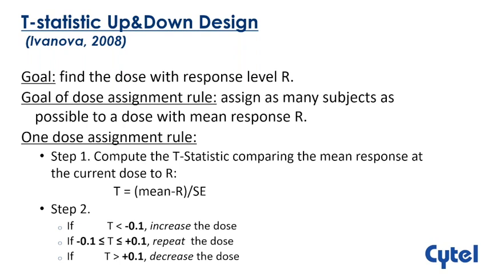If the T-statistic is negative, that means that dose has an effect that's below the target, so we increase the dose for the next cohort. If the T-statistic is close to 0, we repeat the dose, and if the T-statistic is positive, we decrease the dose, because that means we have a level of response that's above the target.